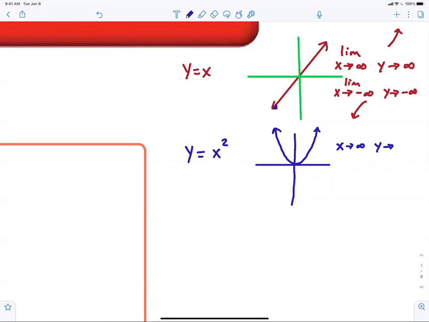Even if you're looking at the graph, as X heads in this direction, Y is heading in what direction? Up. And up stands for infinity. The bigger X gets, the bigger Y gets. So we say as X approaches infinity, Y approaches what? Infinity. As X approaches negative infinity, what? Y approaches infinity. Okay, now we're making progress.